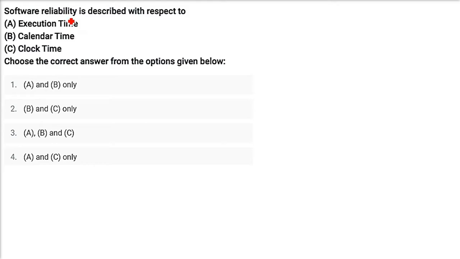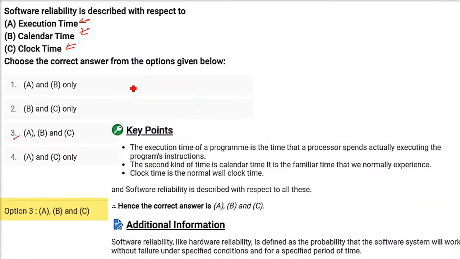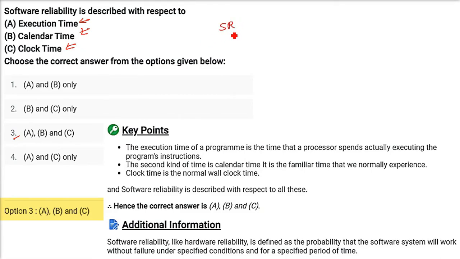Software reliability is described with respect to what? The answer is all three, A, B, and C, so option number 3 is correct. Software reliability is execution time, calendar time, and clock time. If you see MTTF and MTBF, MTBF is the actual clock time we are talking about, and in MTTF we are talking about the calendar time. Reliability is the probability of the software working correctly for a specified period of time.